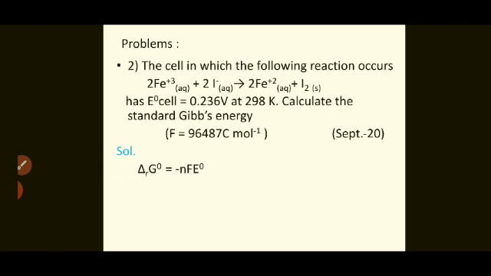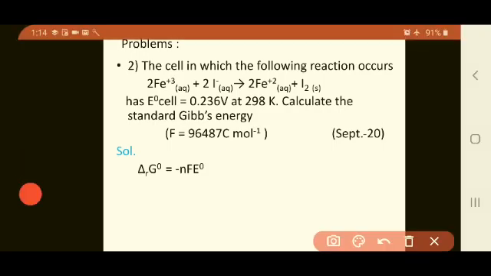So let us see again the same formula. Delta r G naught is equal to minus nF E naught. Out of this, E naught cell value and F value are already given. So we just have to take the n value. Now in the above reaction, 2Fe3+ gives 2Fe2+, or 2I minus gives I2. So here there is a change of 2 electrons, and hence n is equal to 2. By substituting n is equal to 2, we will get the further solution.